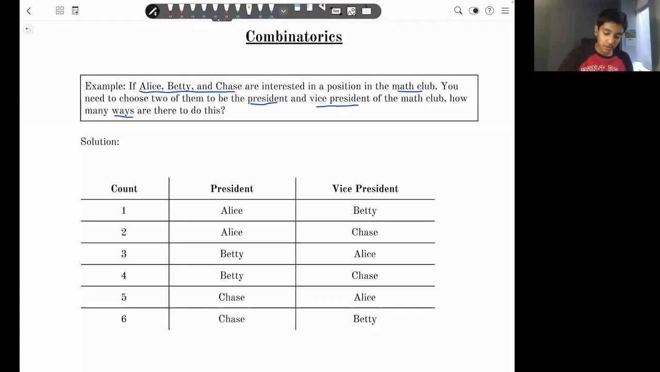So we're going to solve this in two methods. The first method is just to list them all out. So if Alice is the president, then Betty can be the vice president, or if Alice is the president, Chase can be the vice president.